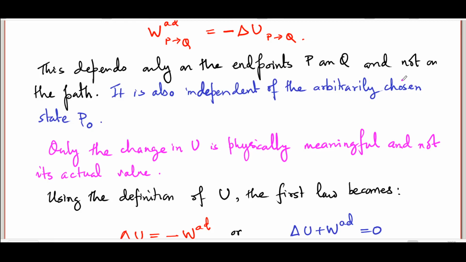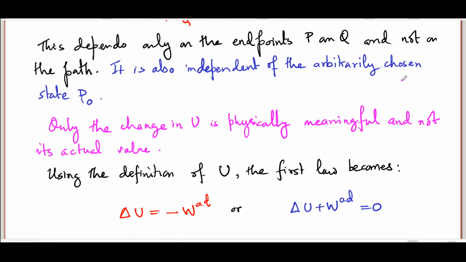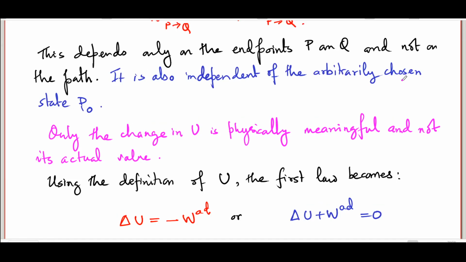Now, this actually tells us only the change in U is physically meaningful and not its actual value. The actual value depends on the arbitrarily chosen state P0. But as far as thermodynamics is concerned, that P0 could be a completely arbitrary choice. Changes in U, on the other hand, do not depend on your arbitrary choice. Now, using this definition of U, the first law takes this form: delta U is minus W adiabatic, or delta U plus W adiabatic is 0. This is of course for a finite change.